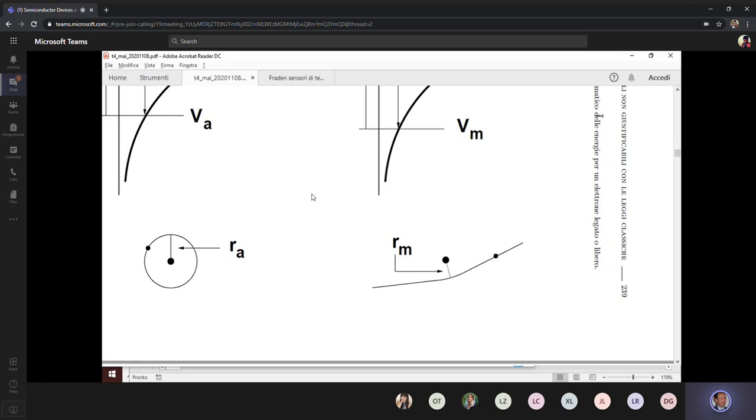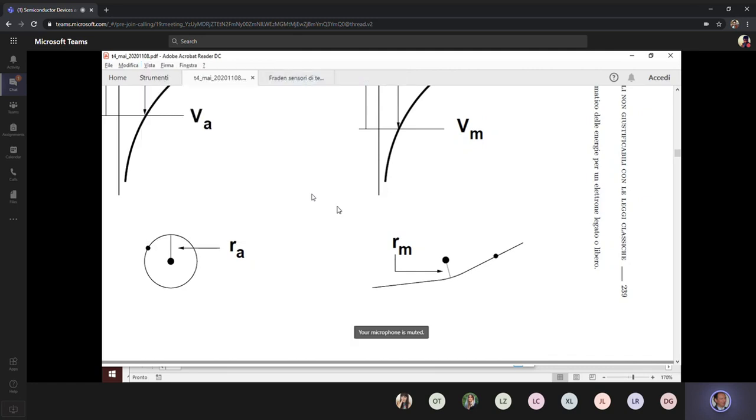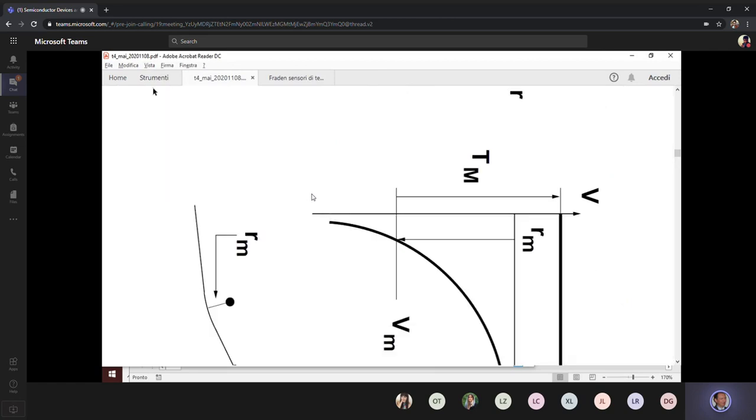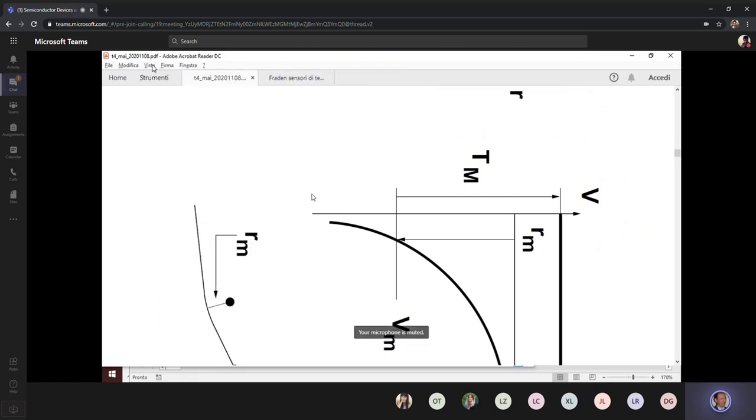Okay? So there are a few equations that are in the previous page, but we must first rotate the page. Okay, so it was rotated in the wrong direction. Do it again.